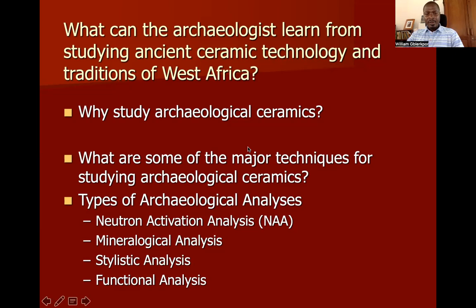Thank you. So these are some of the stylistic studies or analysis. Based on the style, we can see which group are producing it, where these materials are being produced and distributed, and so on and so forth. And then, of course, functional analysis will enable us to understand the function. If we study the function, we know these were used for storing water, for storing food, for cooking food, for serving food, for processing gold, or doing something.